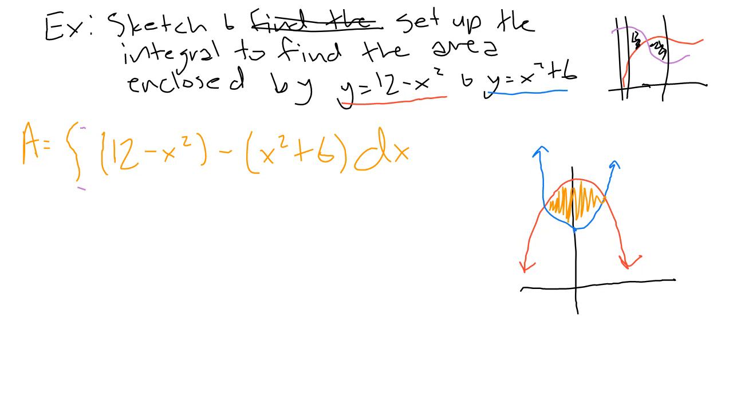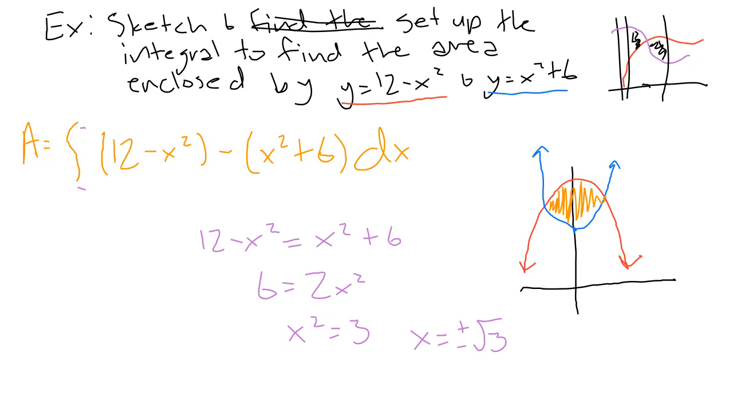So to solve for our bounds, what we're going to do is set our two functions equal to each other. So we have y equals 12 minus x squared is equal to y equals x squared minus 6. Now it's just a matter of solving for x, so we get 6 is equal to 2x squared. x squared is equal to 3. So therefore, x is equal to plus or minus the square root of 3, and therefore that is going to be our integral setup.